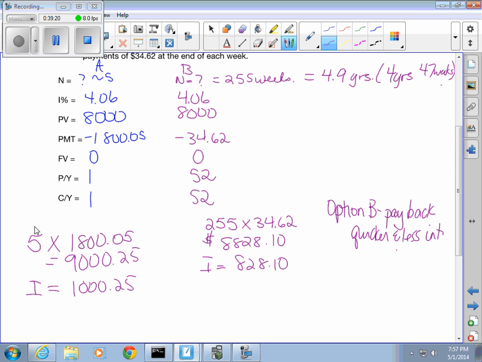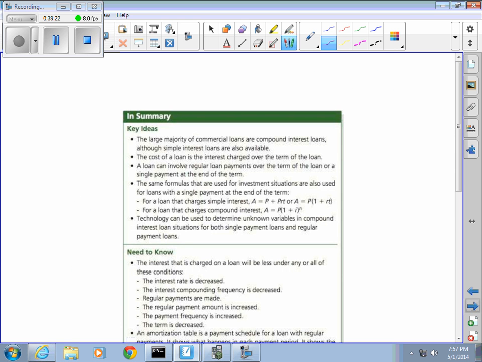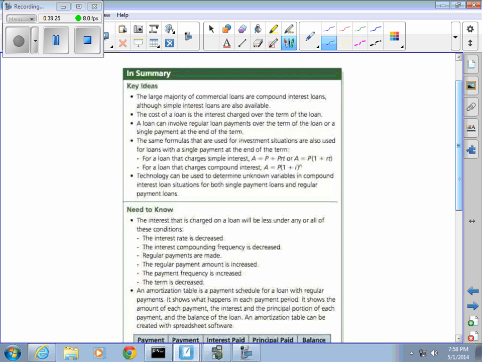Okay, last page here is just little reminders. A lot of commercial loans are compound interest loans, although you can sometimes get simple interest ones. The cost of a loan is interest charged over the term of the loan. A loan can involve regular payments or a single payment at the end of the term. The same formulas that are used for investment situations are also used for single payments at the end of a term. So simple interest formula, and then your compound interest formula. And of course, anytime we can use our calculator to help do that for us, that will make it just that much easier.